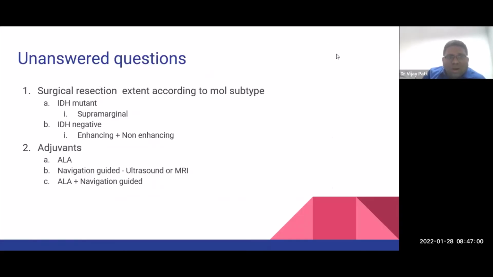So what are the unanswered questions with respect to neurosurgical gain? So one thing is something called doing supramarginal resections.